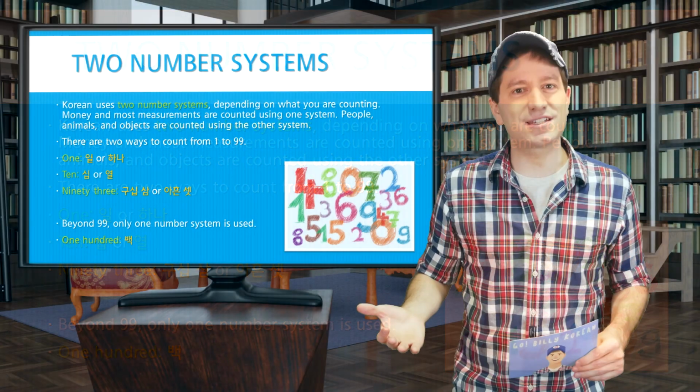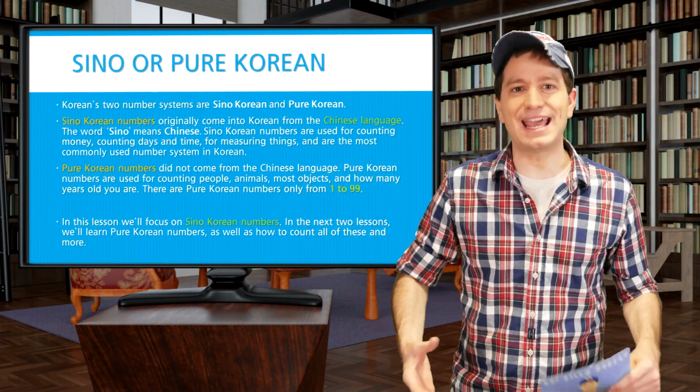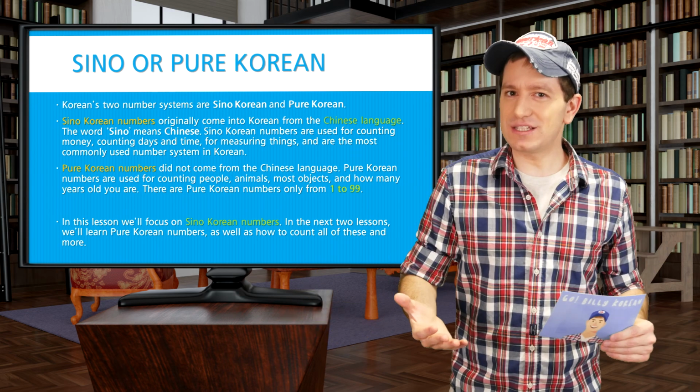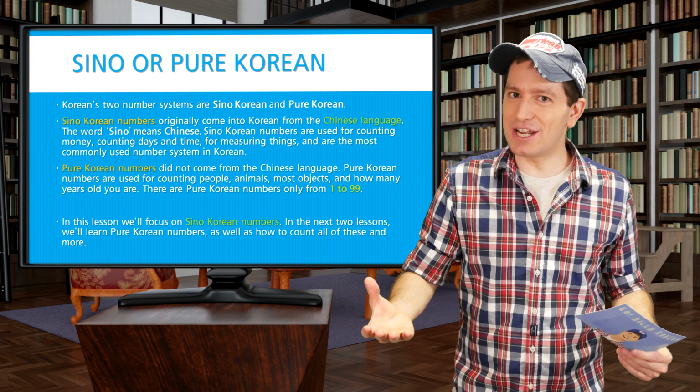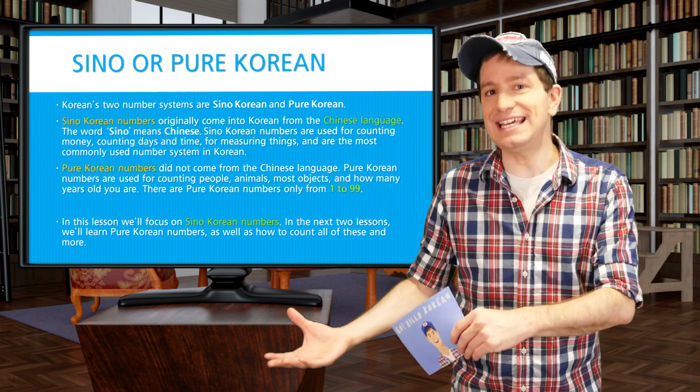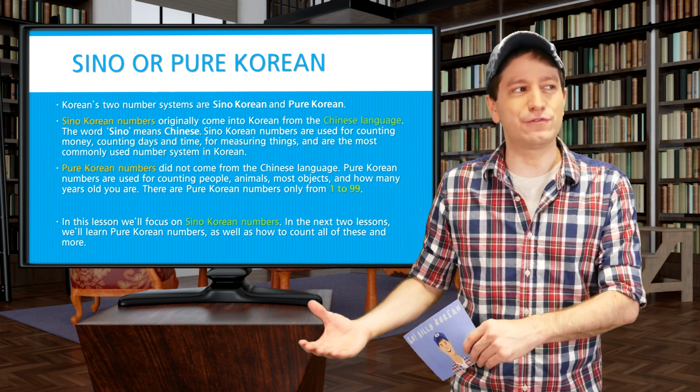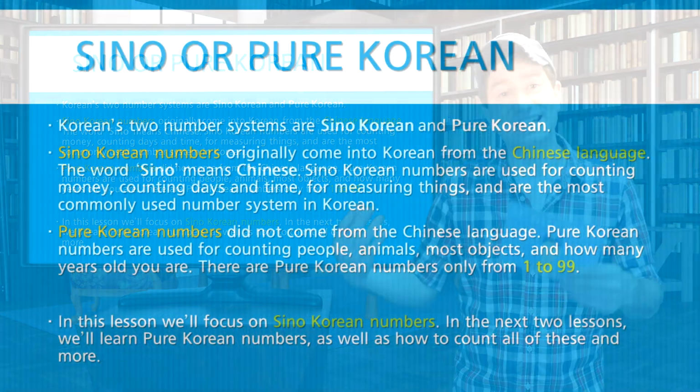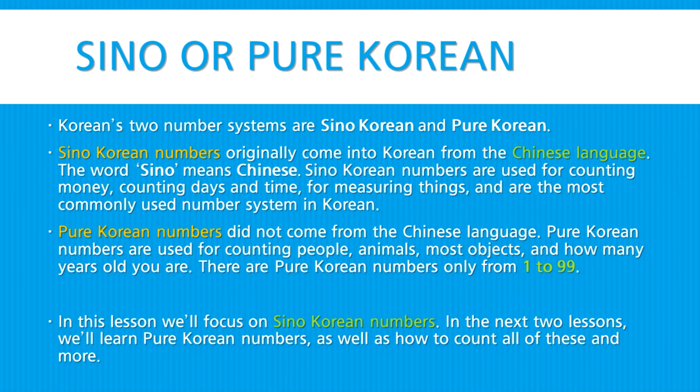Korea's two number systems are known as Sino Korean and Pure Korean. First, let's talk about Sino Korean. Sino comes from a word meaning Chinese, and this is what you're going to be using for counting money, days, and time, for measuring things, and this is the most commonly used number system in Korea.